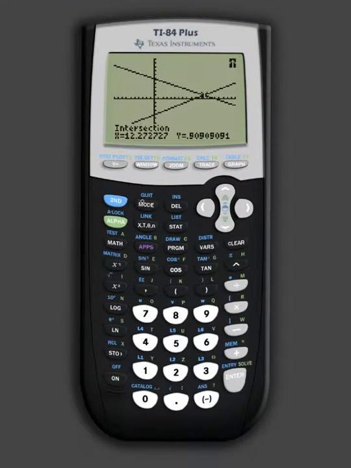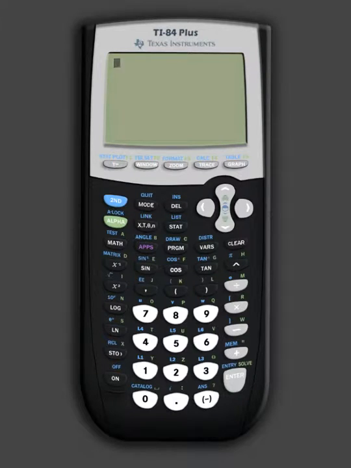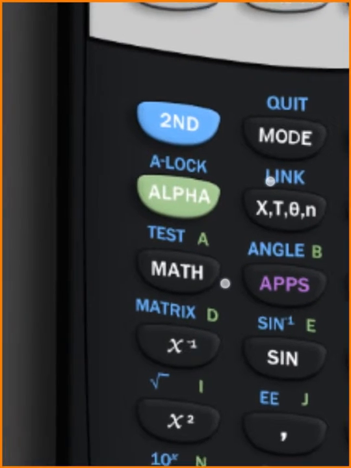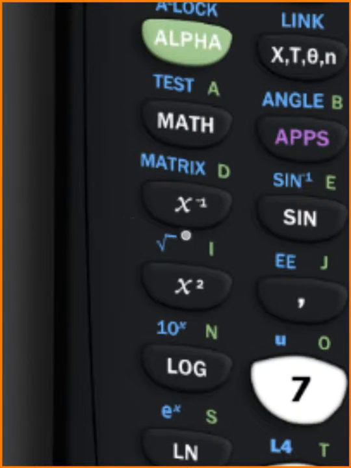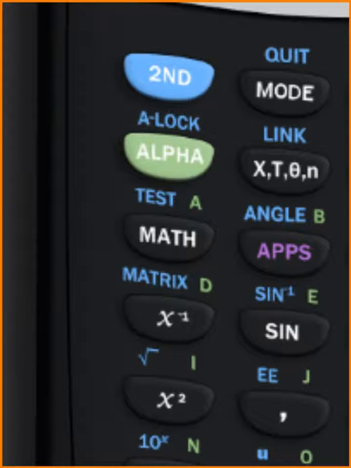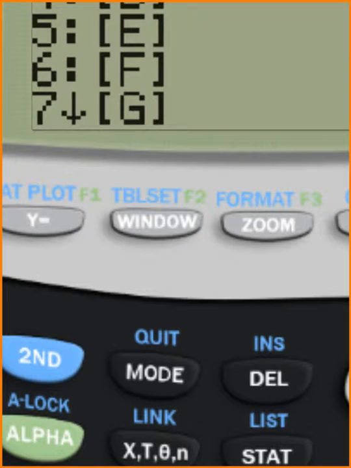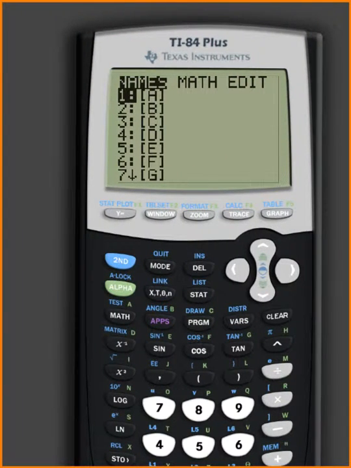I'm going to press second, mode. This is the screen we have after we turn on the calculator. I want to show you there is this button right here. This is x to the power of negative 1, but if you notice above it, it says matrix. We are going to enter the matrix. How are we going to do that? We're going to press second, and then matrix, or x^-1. And then we should see something like this on the screen.